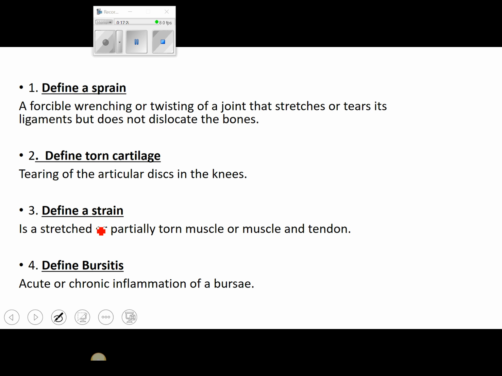Define bursitis. Remember, itis usually refers to inflammation, and burs is for bursae or bursa. It's caused by repeated irritation or exertion of a joint. It's caused by trauma. It can also be caused by infections. Usually people treat bursitis with anti-inflammatory medications and steroids.